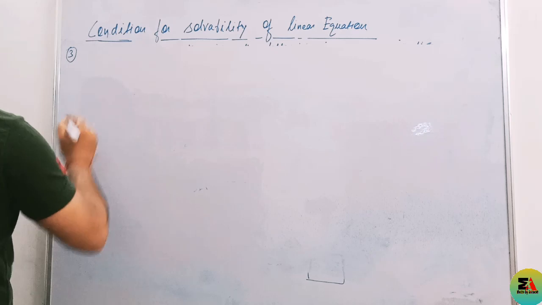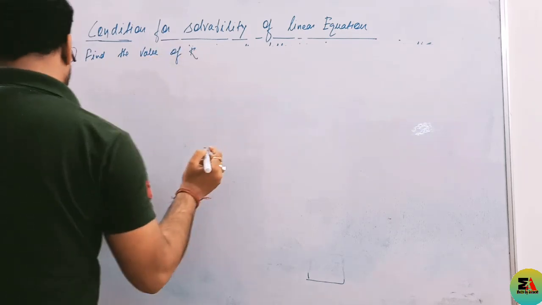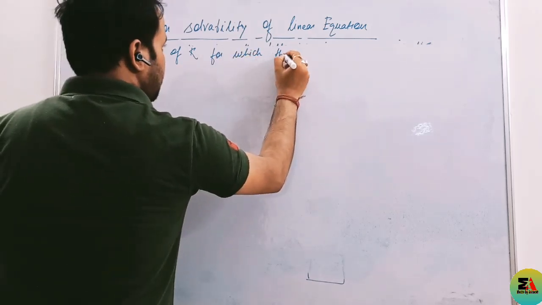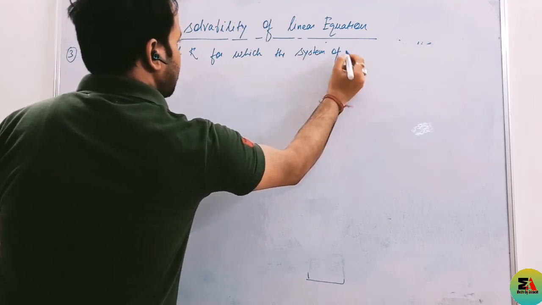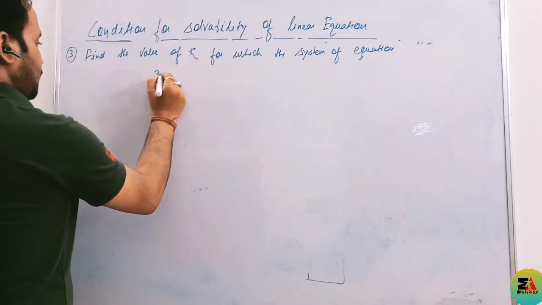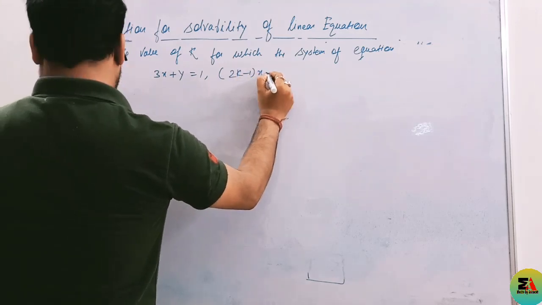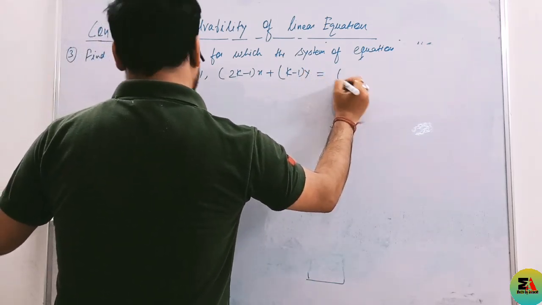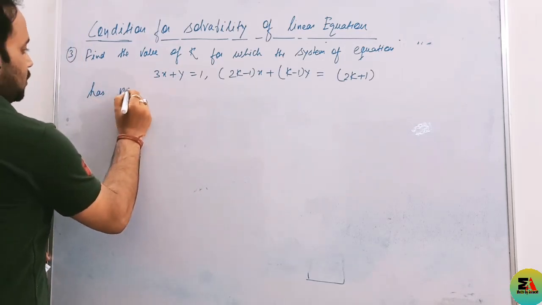Take another example. Find the value of k for which the system of equations 3x + y = 1, (2k-1)x + (k-1)y = 2k + 1, has no solutions.